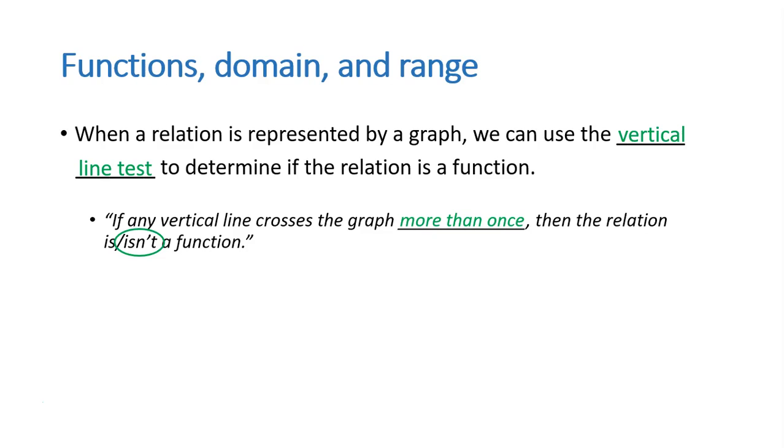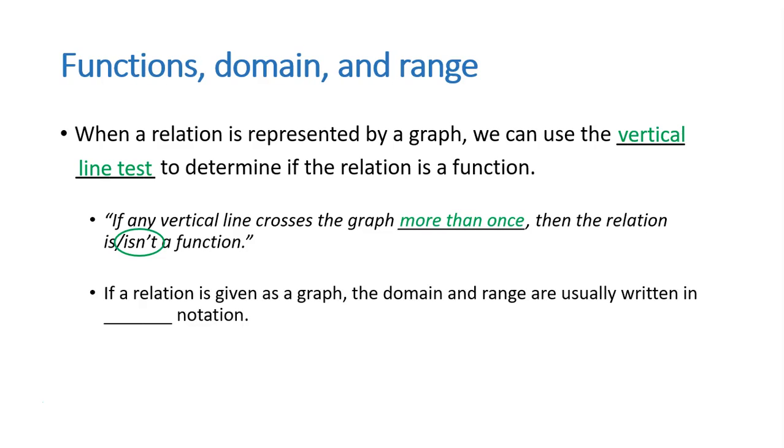Now, conceptually, if you picture what a graph looks like, there's no way we can draw every single possible vertical line. So it's really just a visual element. So if you can find any vertical line that crosses the graph more than once, in other words, 2 or more points, then the relation is not a function.